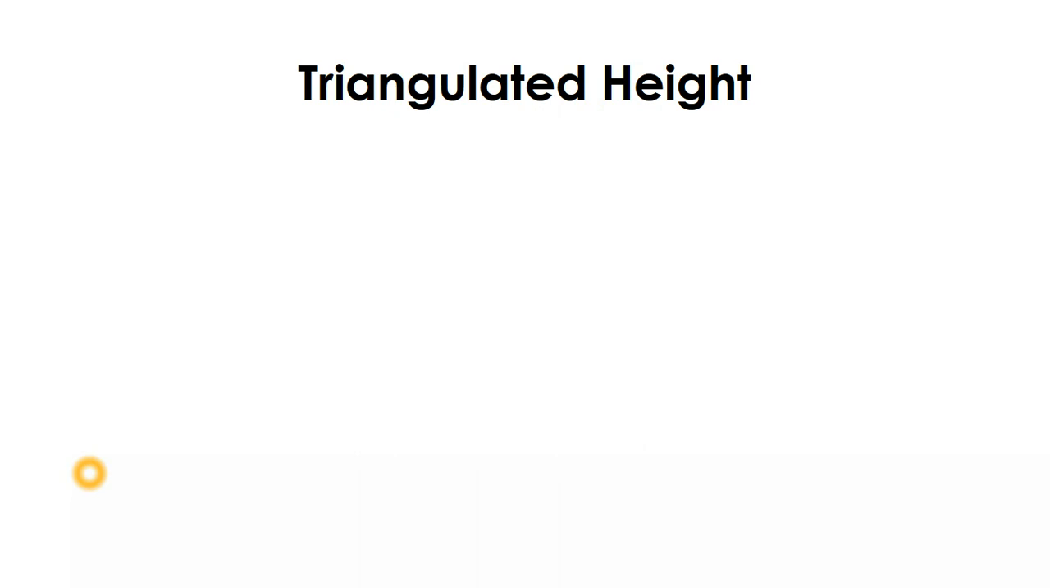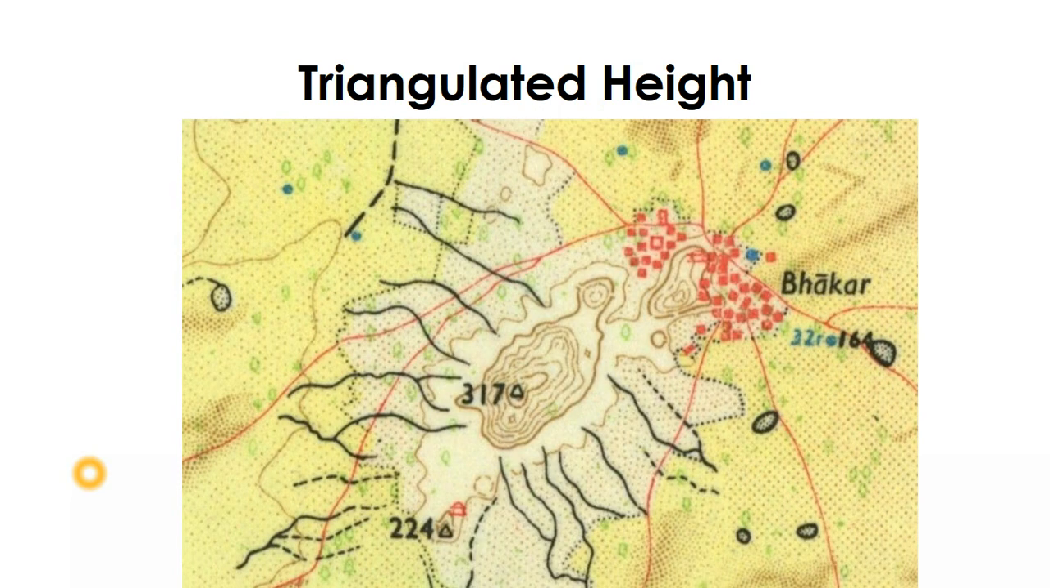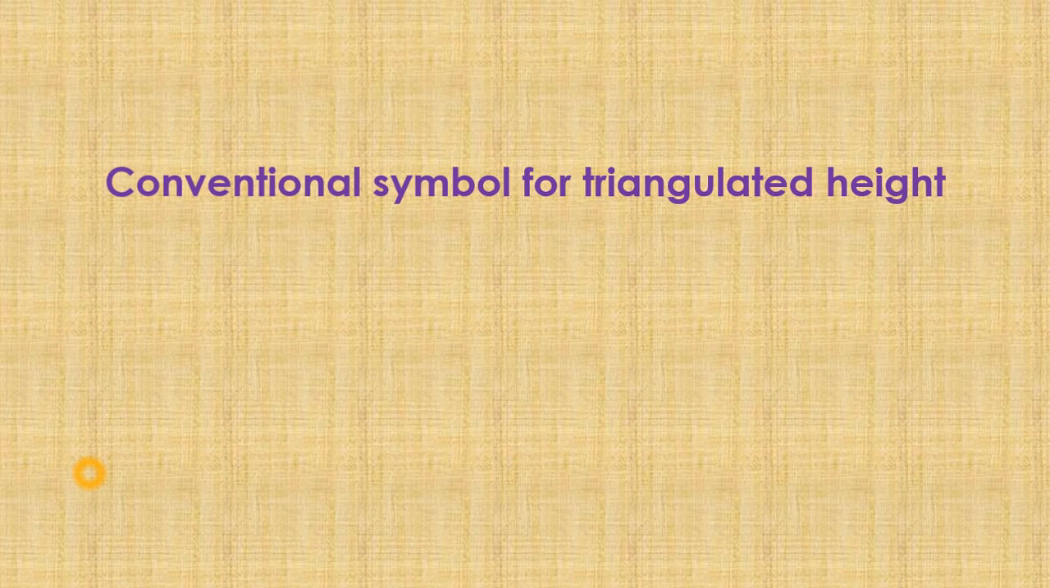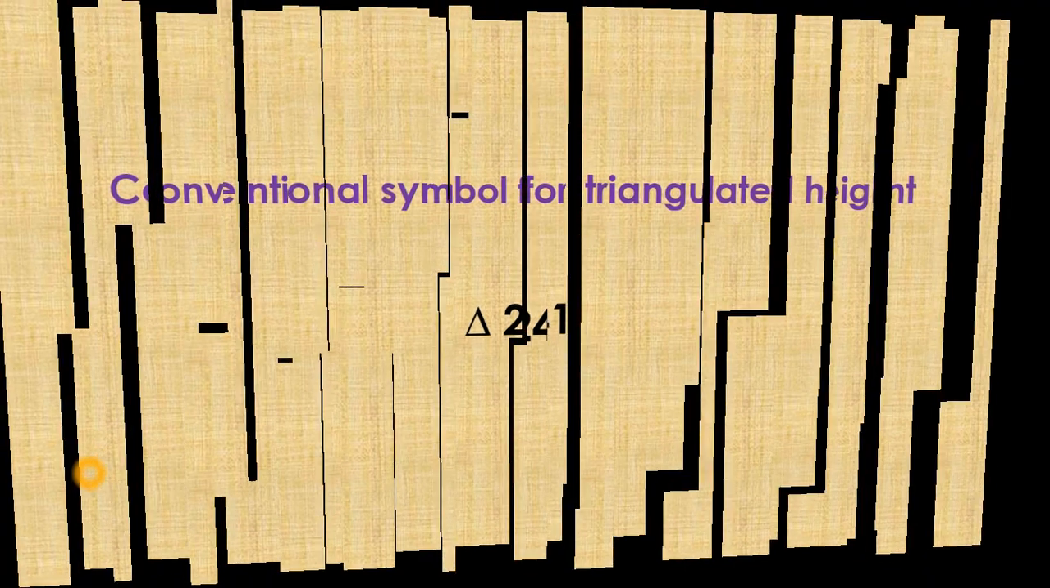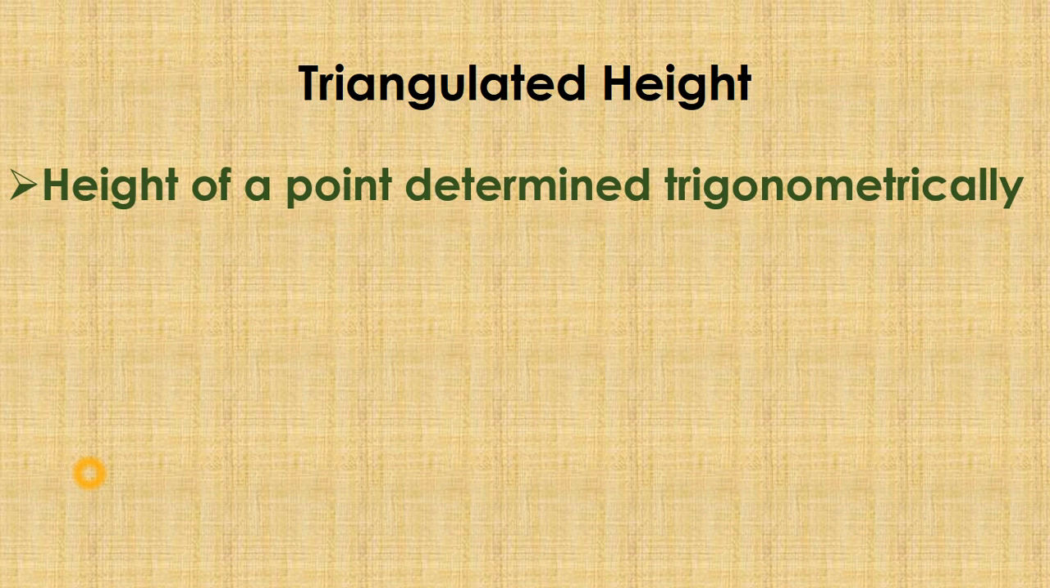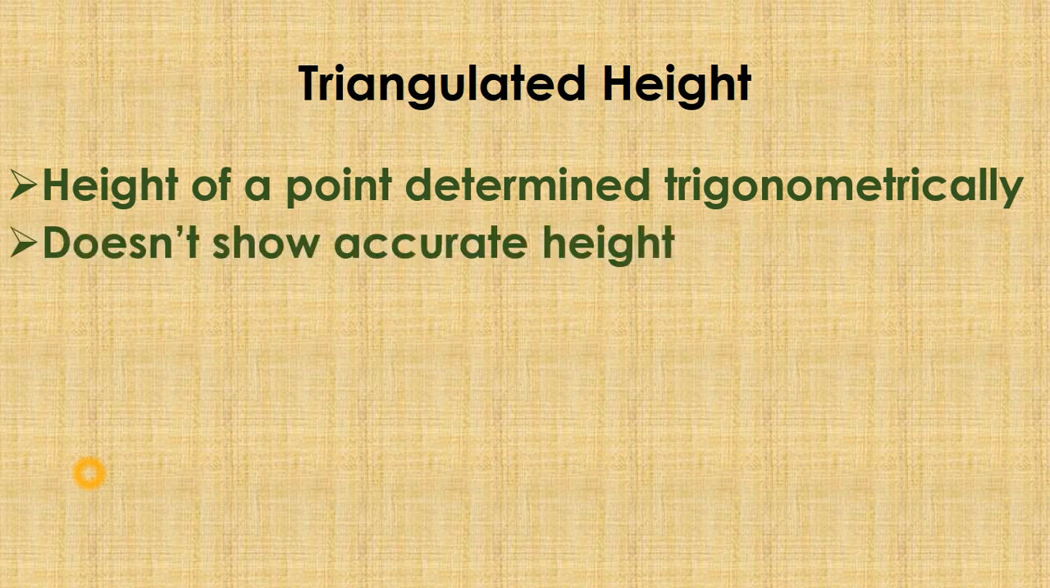And the fourth method is called the triangulated method. This is shown using a triangle followed by a value. You can see this in many parts of the map which we are using. So it is called triangulated height, and the conventional symbol for triangulated height is a triangle followed by a value that shows the height above mean sea level in meters, and it is the height of a point determined or calculated trigonometrically. That means it is not accurate, it is calculated without going to that one particular place.